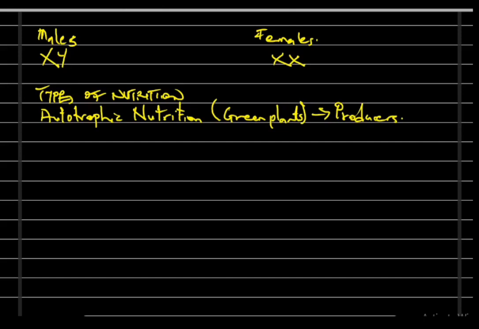So there are two processes here. We have the first one to be photosynthesis, where they actually make use of energy from the sun to manufacture their food, while the other one is called chemosynthesis, where they make use of inorganic materials and nutrients in the soil to manufacture their food. So that is autotrophic nutrition.